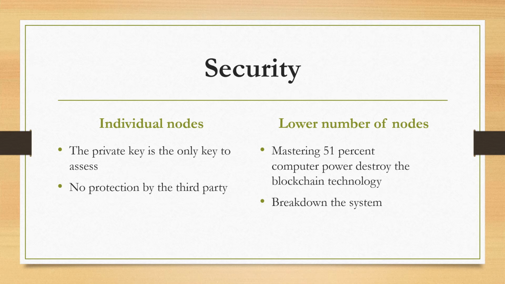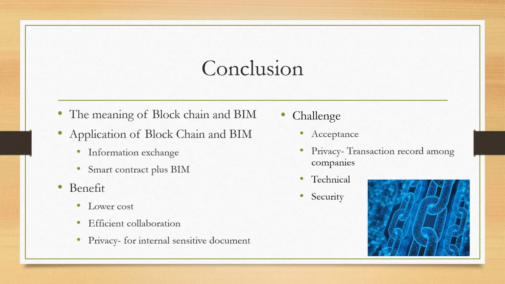In conclusion, there are mainly two applications of blockchain and BIM, which are information exchange and smart contract. And the benefits are lower cost, better cooperation, and privacy for internal sensitive documents. The potential challenges are the general acceptance, privacy of transaction records, and technical and security concerns.